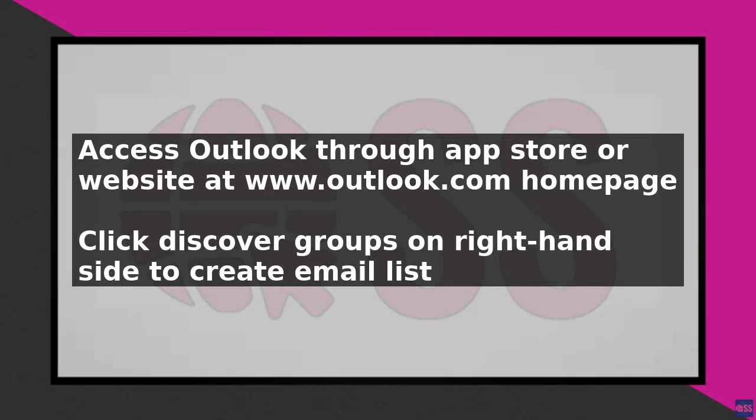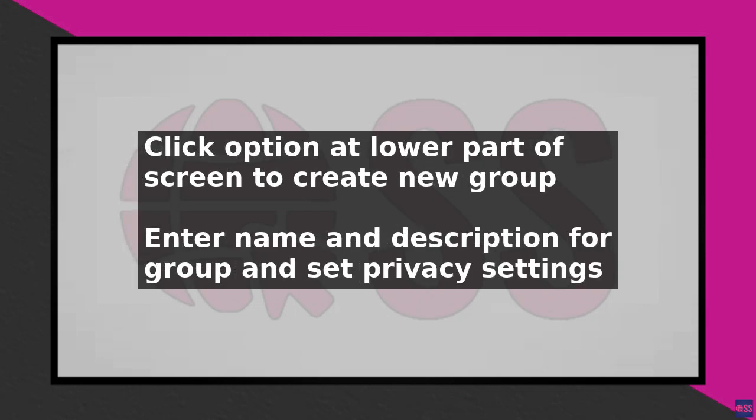To create a group email list, start by accessing the Outlook platform, either through the App Store or by visiting the website at www.outlook.com. Once you're on the home page, you'll see various features and options on the screen, including the ability to compose a new email, access archived messages, and manage your inbox.